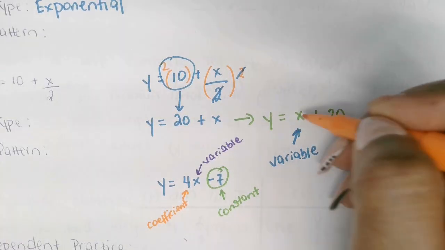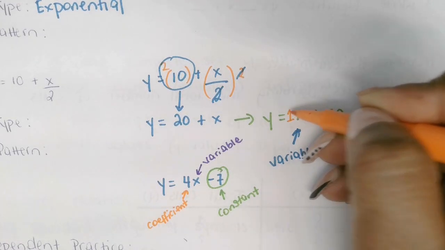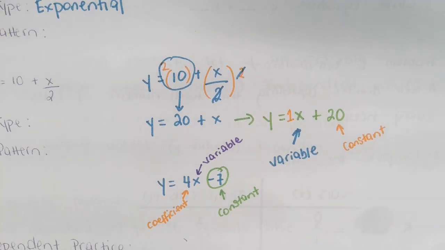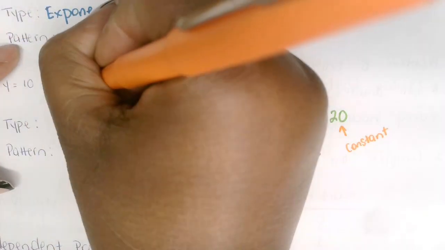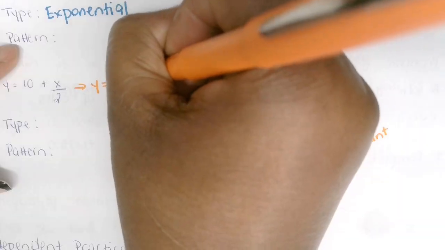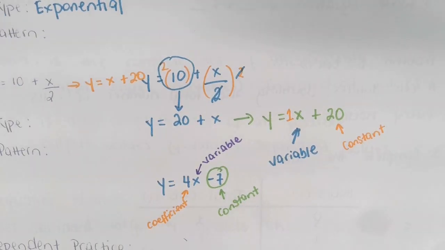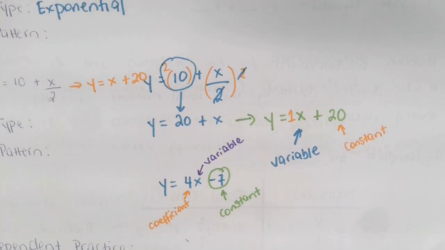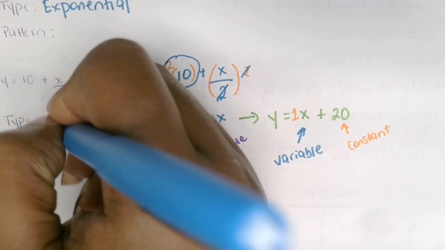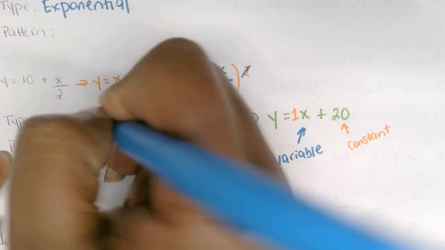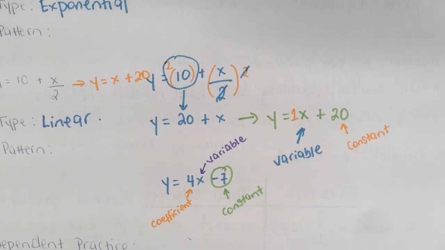In this case, your coefficient would be an invisible one. So when you don't see a number in front of your x, that's an invisible one. But all in all, how this would be is y equals x plus 20. And we ask ourselves, which one of the functions does this look like? And we would say it looks like a linear function. And that is that for this activity.